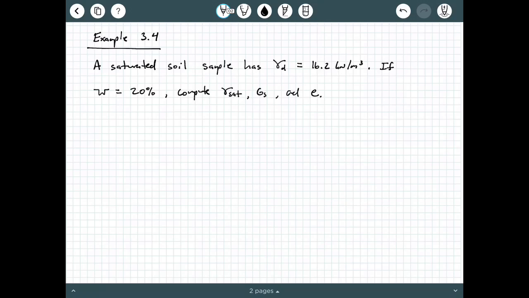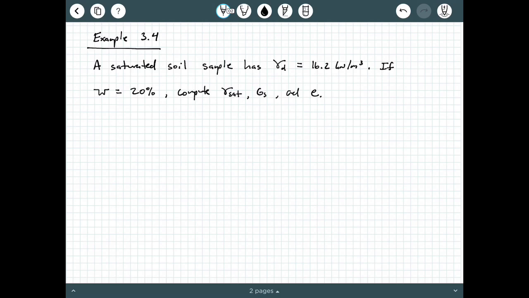In this example, we are given a saturated soil that has a dry unit weight of 16.2 kilonewtons per meter cubed, and we're being asked to compute the saturated unit weight, the specific gravity, and the void ratio, also given a moisture content of 20%.